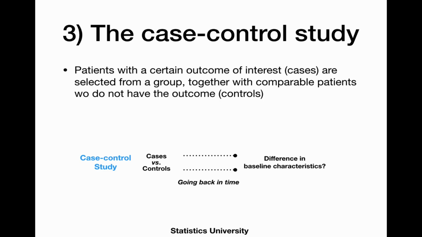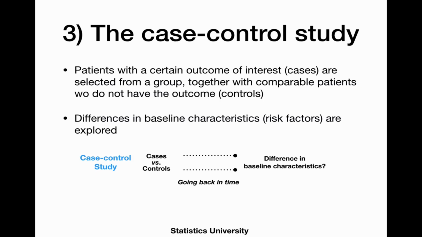All right, let's move on to the case control study. In a case control study, patients with a certain outcome of interest, called cases, are actually selected from a larger group, together with comparable patients who do not have the outcome of interest, and those patients are called the controls. And when we have selected the cases and the controls, we are going back in time to see whether there's a difference in baseline characteristics that might explain why some people develop the disease, whereas other people don't.